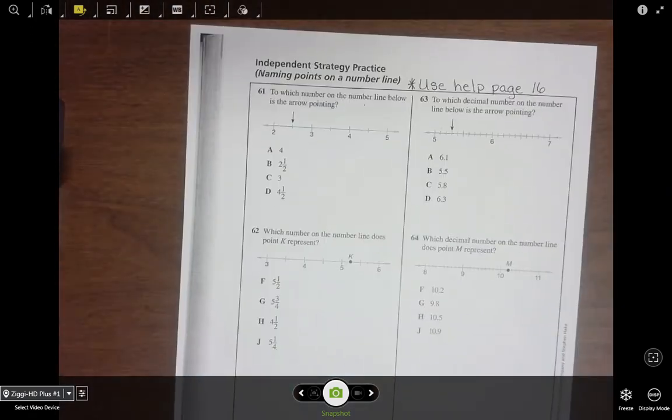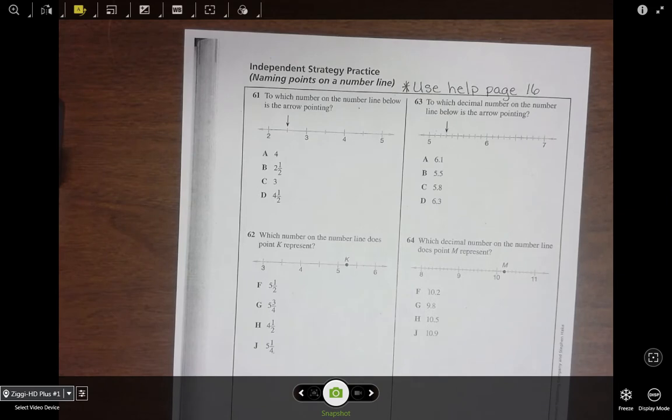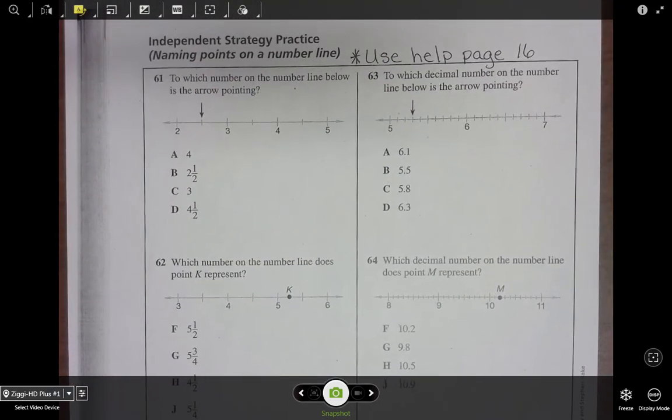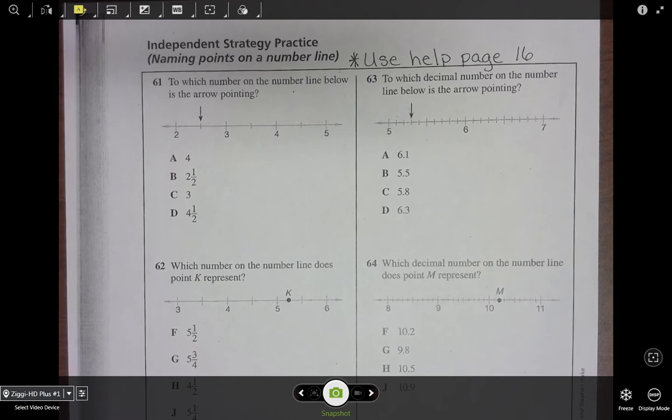So let me get the paper pulled up here. And this one, we're going to be looking at number lines. And we're going to be looking at number lines with fractions and with decimals on some of the problems. So we're going to look at 61 first. And if you notice, it says, to which number on the number line below is the arrow pointing?